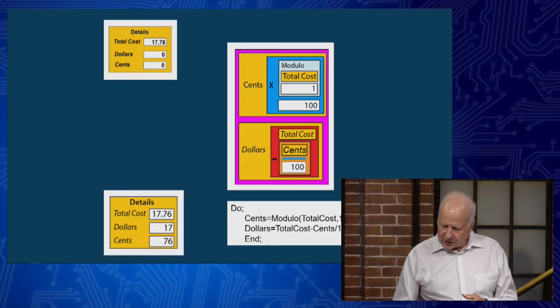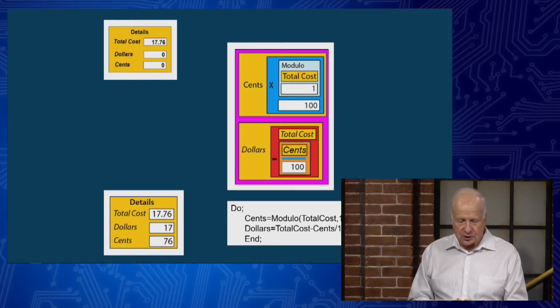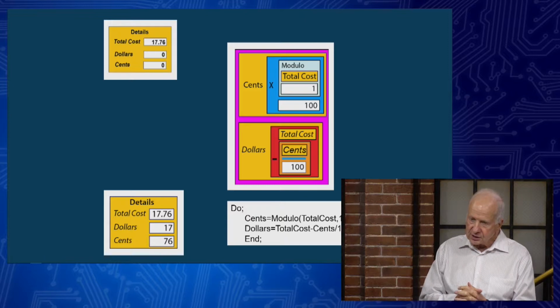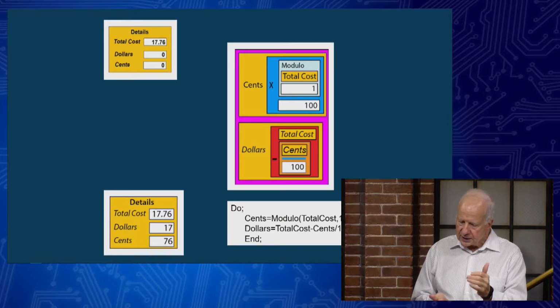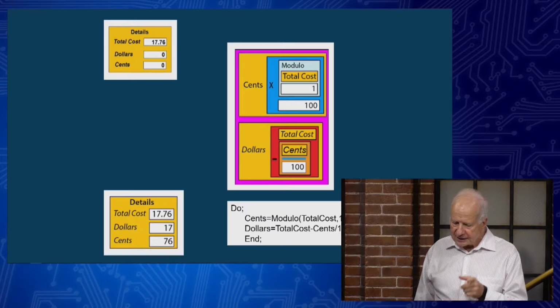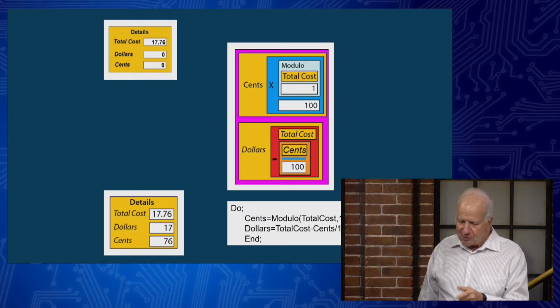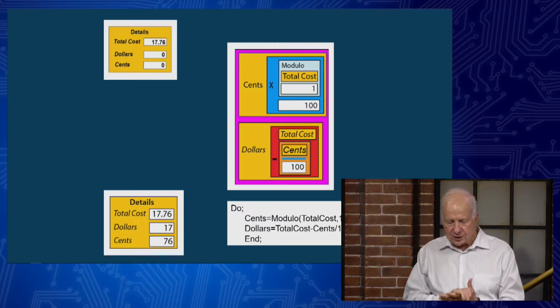Well, anyway, we've got this program here, and we see the magenta is a block. So it has two instructions inside it. The first is an assignment to cents, and that's the multiplication of modulo total cost 1. That would give the fraction times 100 assigned to cents. So that would be the 76 cents. Down below, we're going to have to take that 76 cents off, but we have to get it back into dollars. So that's cents over 100, subtracted from total cost, assigned to dollars. And on the bottom left, we have the result.